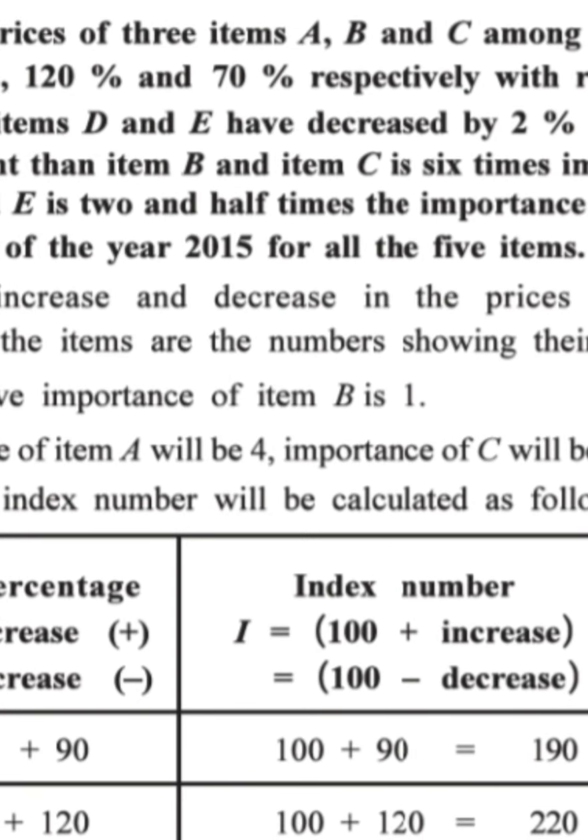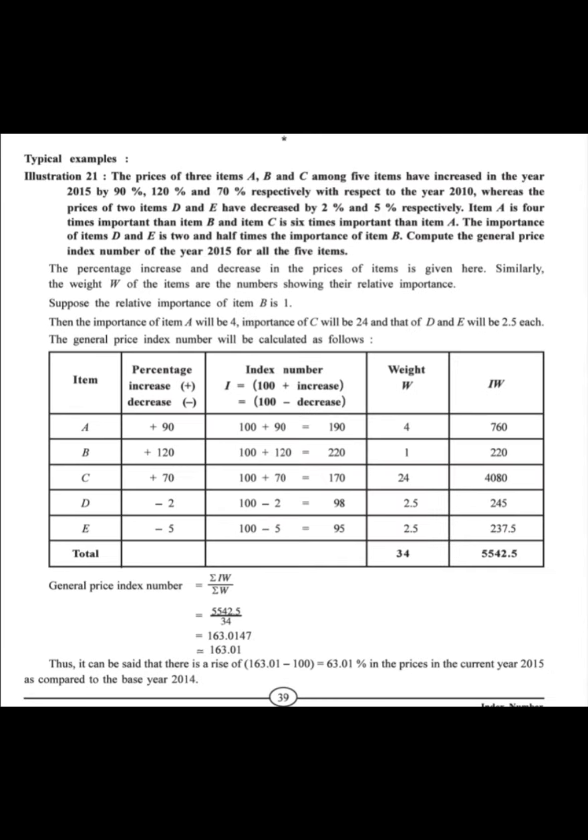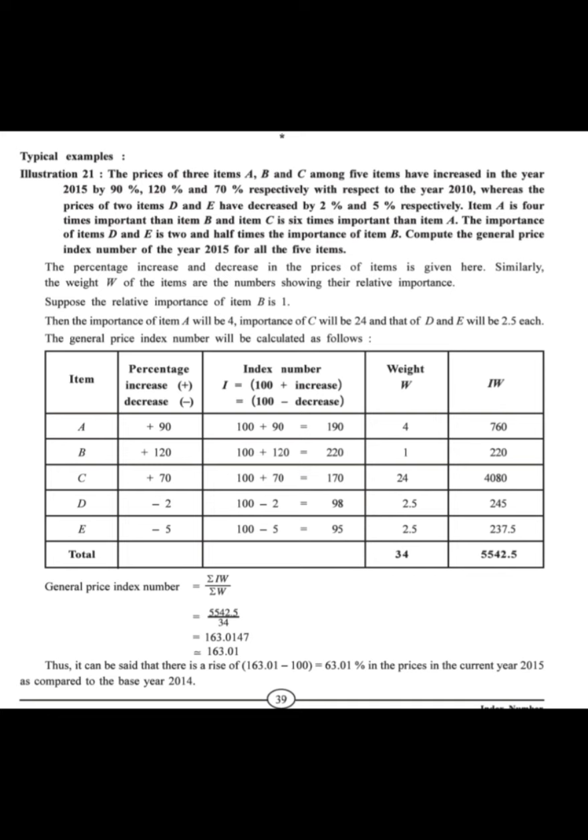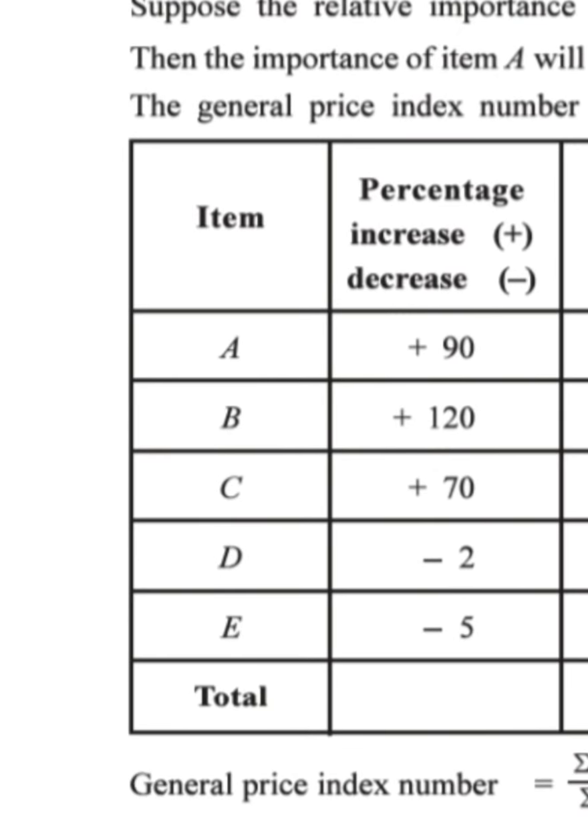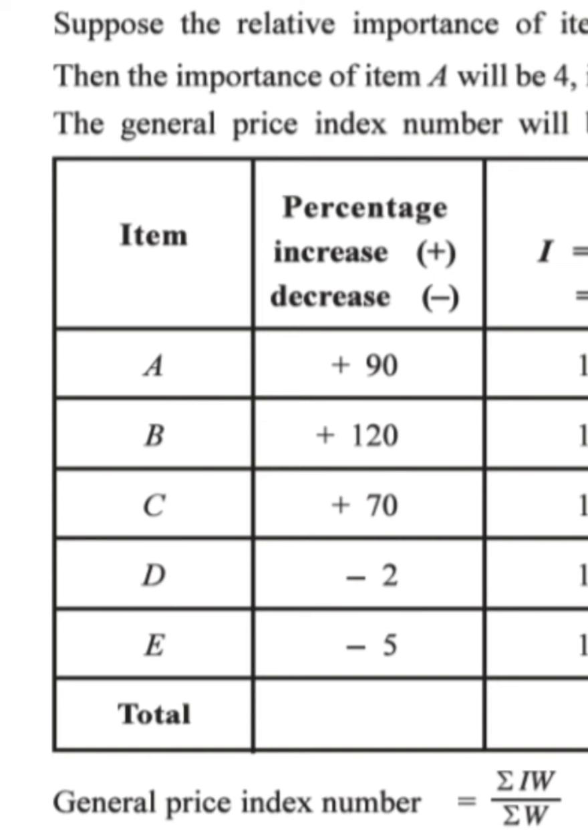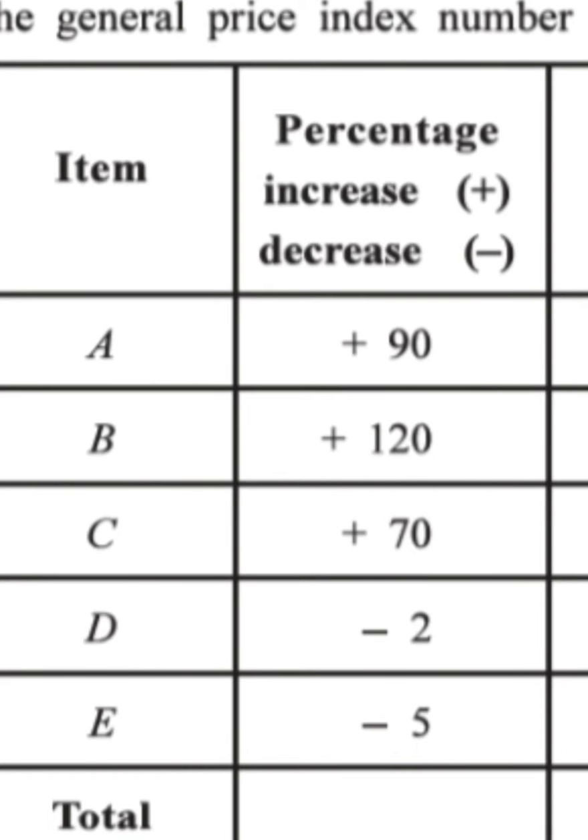So over here we need to find the general price index number of all the items. Now we'll see how we are going to do the sum. Over here they have given us 5 items, so vertically we have written the 5 items, A, B, C, D and E. They have told us that for the first 3 items the prices have increased by 90%, 120% and 70%, and because the prices have increased, we are going to add 90, 120 and 70 for items A, B and C respectively.